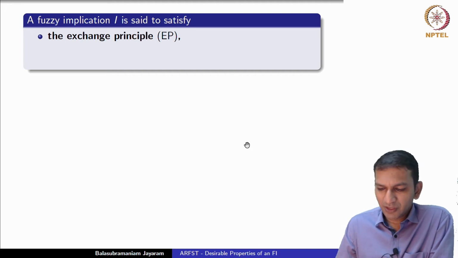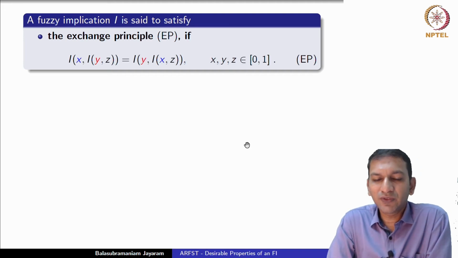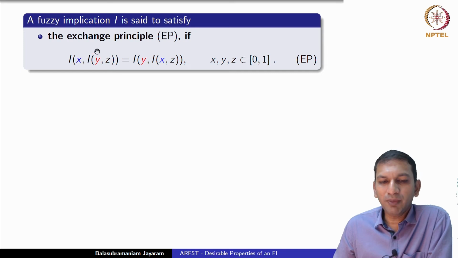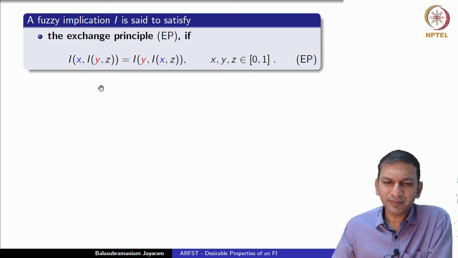So what's the exchange principle? We say a fuzzy implication satisfies the exchange principle if it satisfies this equation for any x, y, z coming from 0 to 1. So I of x comma I of y comma z should be equal to I of y comma I of x comma z. So why is it called the exchange principle? Obvious. We are able to exchange these two arguments. So keeping z fixed, if you can swap x and y, exchange them, we call it the exchange principle.